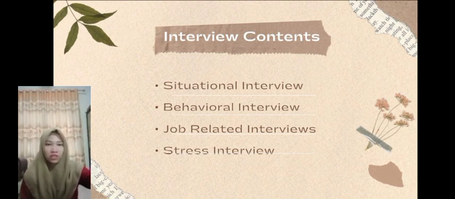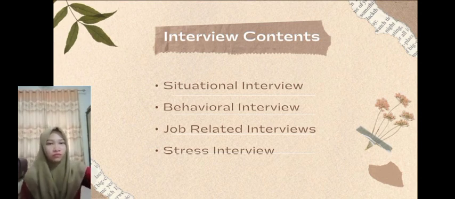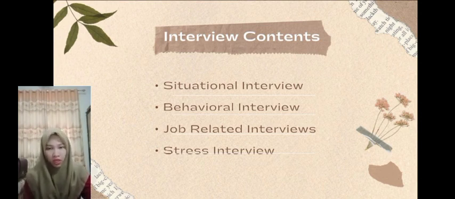And number 3, job related interview. The questions asked do not revolve around a particular situation, but are more focused on the applicant's ability to handle certain aspects related to the job to be filled.